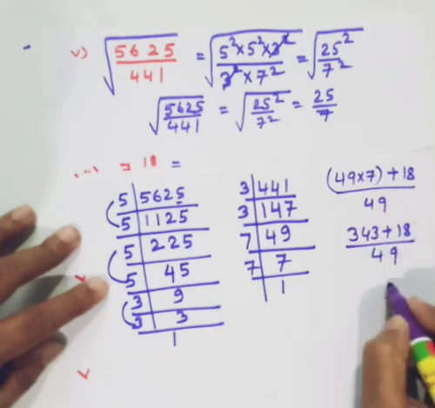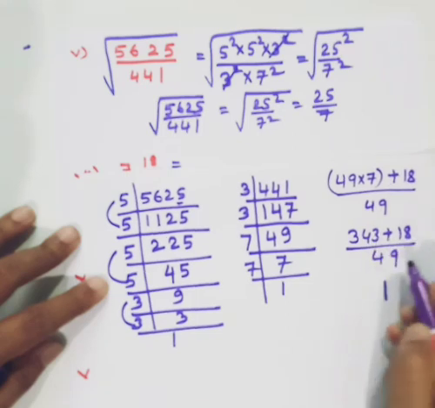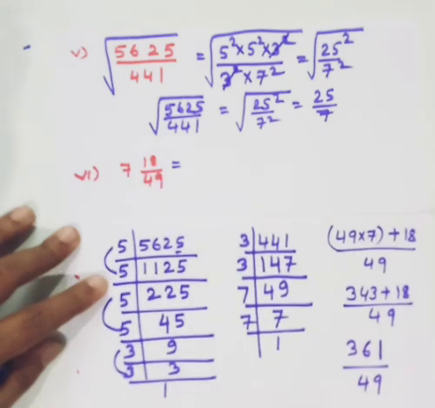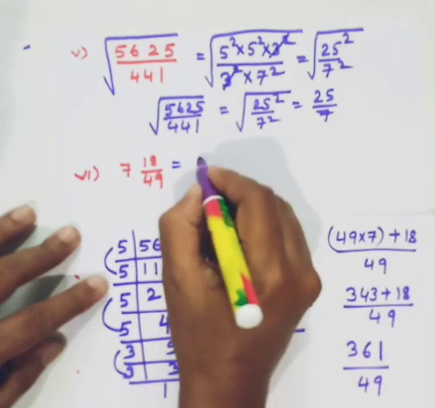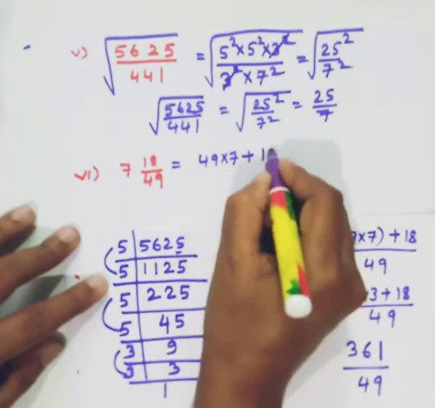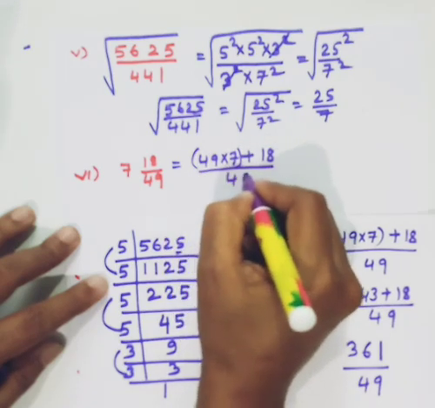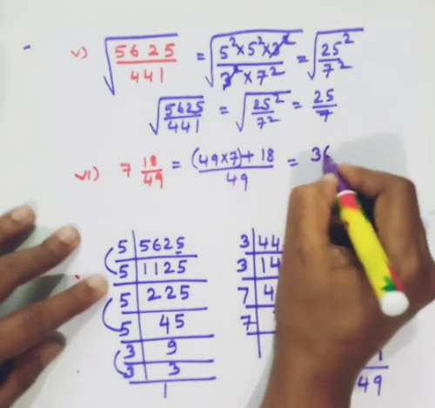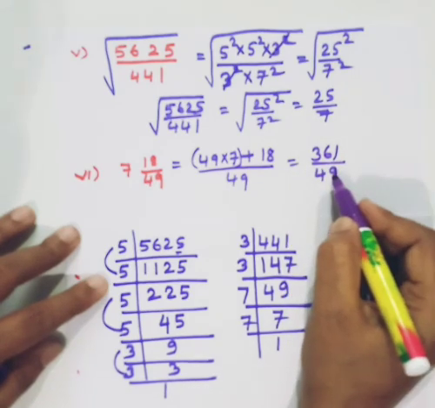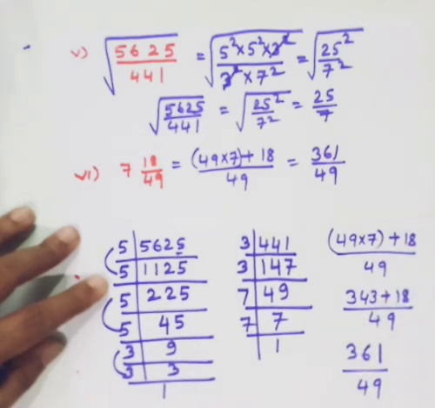See, 8 plus 3 is 11, 1 left. 1 and 1, 2 and 4, 6. 361 by 49. So here you can write 49 into 7 plus 18, in the bracket, by 49, which comes to be 361 by 49. 49 is 7 square and 361 is nothing but how much?